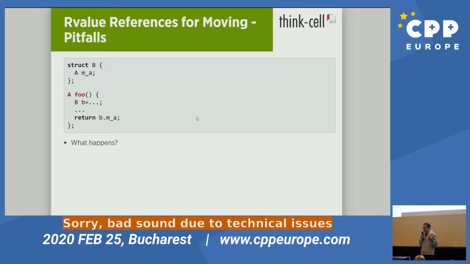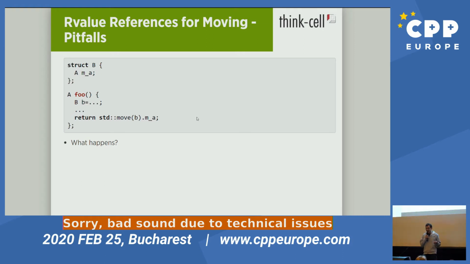The return value optimization doesn't work, and the kind of automatic R-value-ness of a return doesn't work either. So when you return a member, it does not automatically become an R-value. What you have to do is still write move around it. Completely intuitive, right?